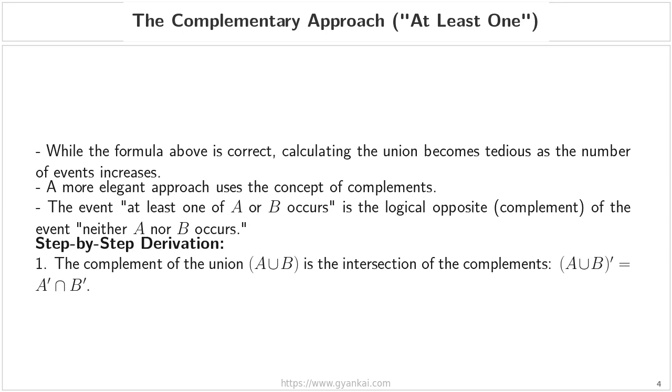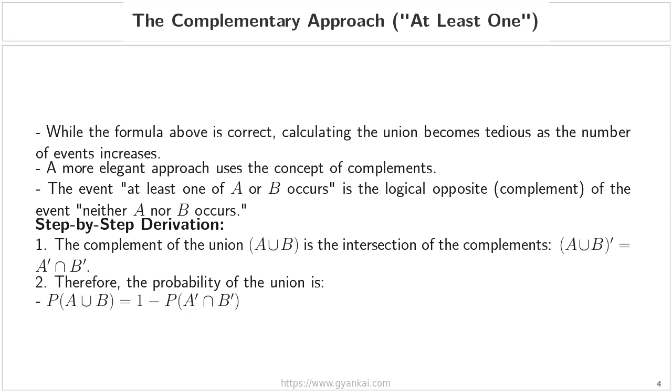Let's walk through the step-by-step derivation together so you can see how we arrive at this shortcut. First, we look at the complement of the union of A and B mathematically. The complement of A union B is equal to A prime intersection B prime. This is just a fancy way of saying the opposite of A or B is not A and not B. Second, because of this relationship, the probability of the union, which is P of A union B, can be calculated as 1 minus the probability of the intersection of the complements, written as P of A prime intersection B prime.